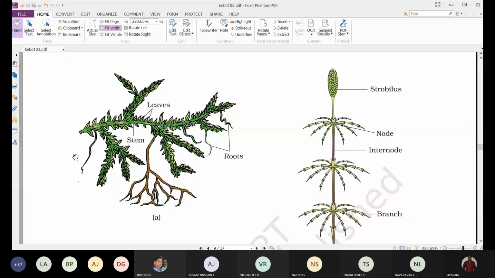But when you observe this one, here we can observe the root, stem and leaves. The leaves are usually larger in size, so we call them macrophylls. Here you can see the fern. The leaves are very large, spiny, pointed. And next, in case of Salvinia, Salvinia is also aquatic.